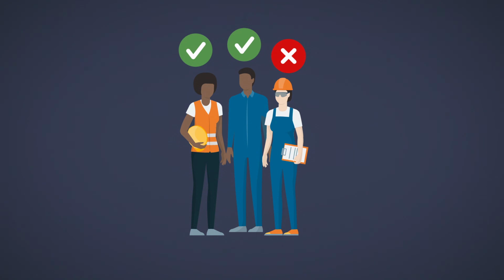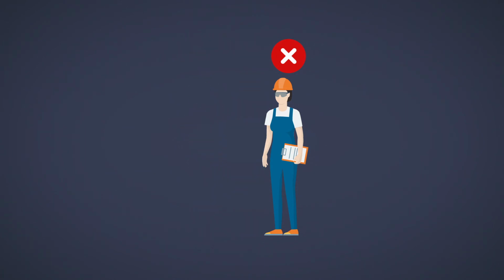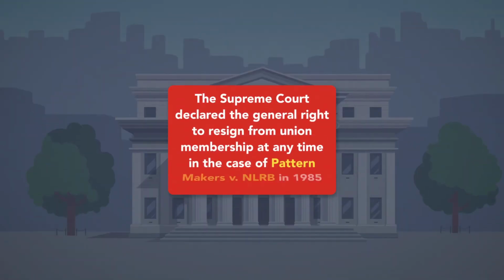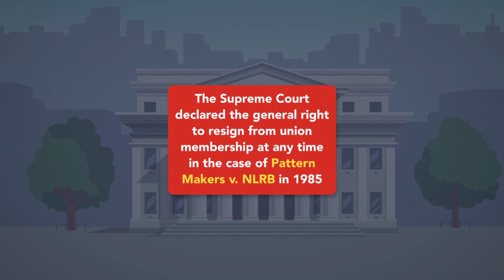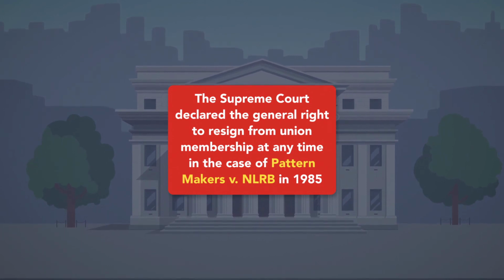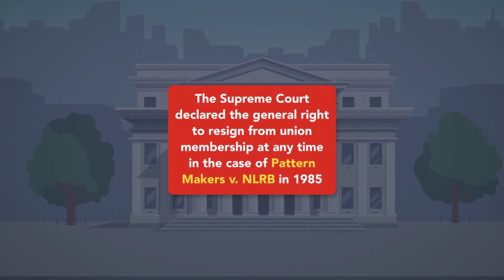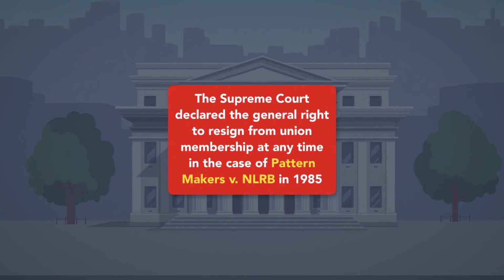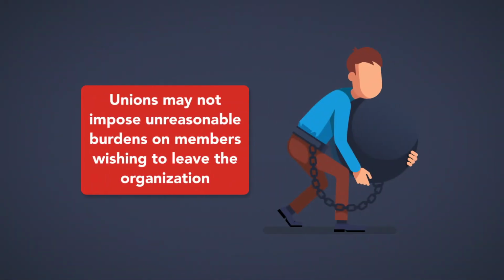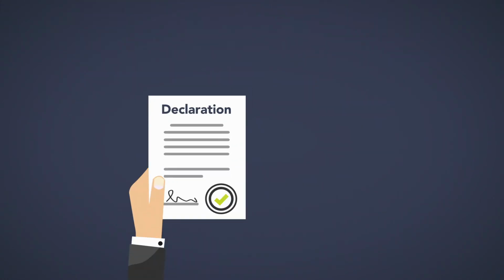to get rid of their labor union. Compared to decertification of a union as a whole, terminating individual membership in a union is relatively simple. The Supreme Court declared the general right to resign from union membership at any time in the case of Pattern Makers versus NLRB in 1985. Moreover, unions may not impose unreasonable burdens on members wishing to leave the organization. Usually, to terminate union membership, an individual must simply submit a written declaration of intent to do so.